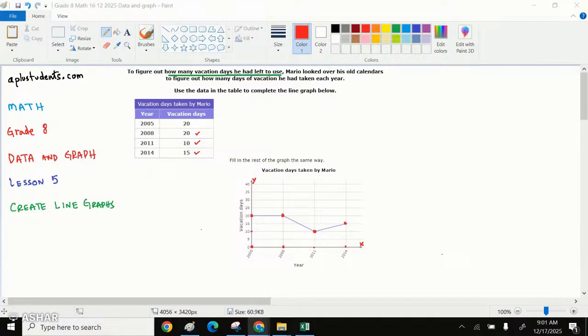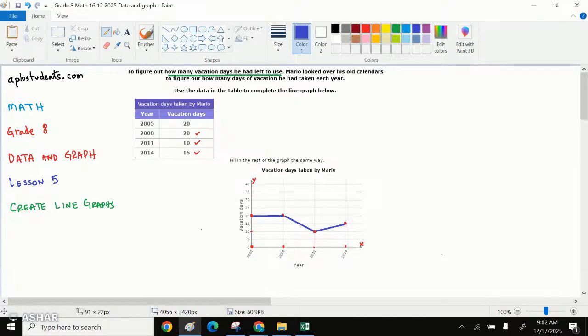Once we have the graph with us, what we need to do is join the points together. It's already done over here, I'm just trying to explain. The points are joined, and the pattern of the graph is there. So the line graph is drawn for us.